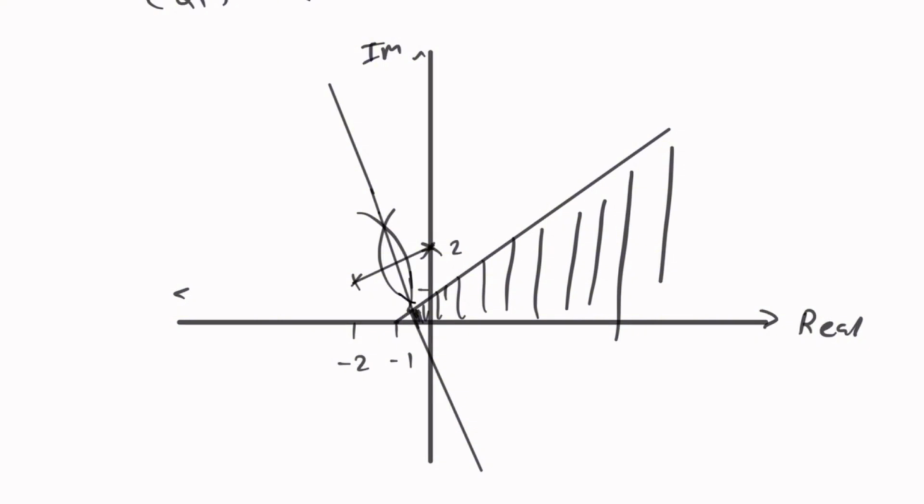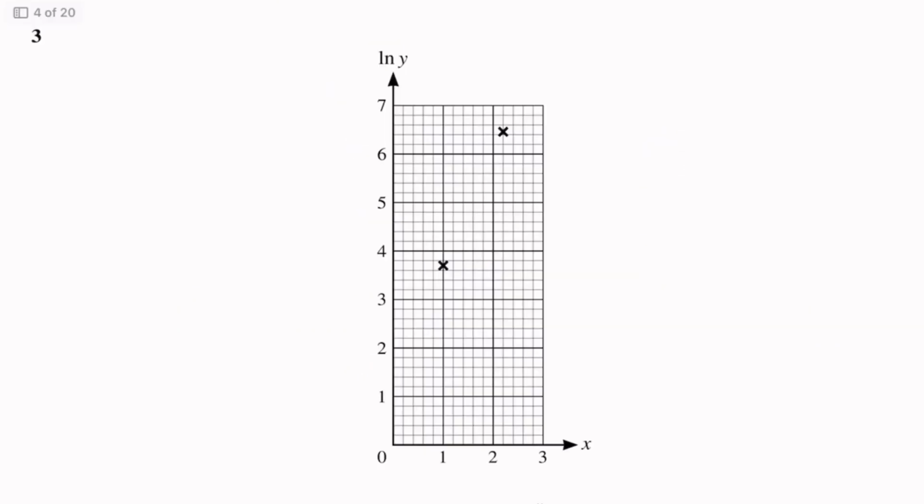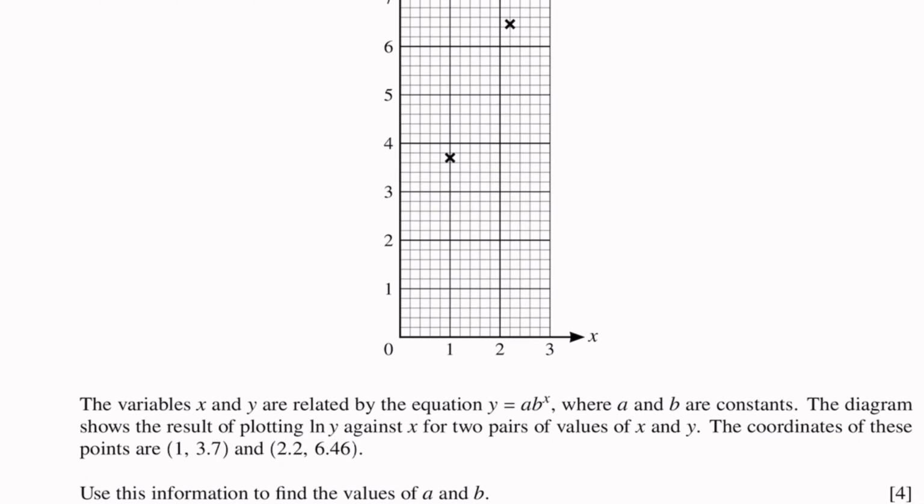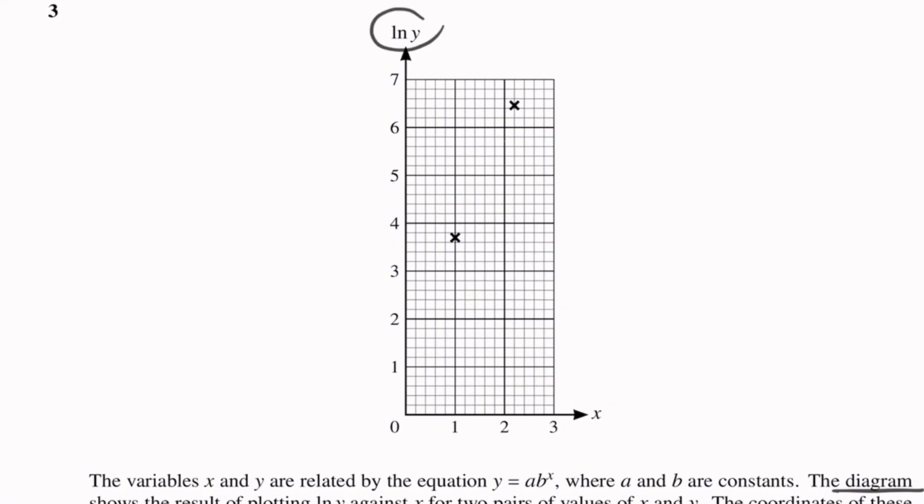Now let's move on to question number 3. So let me first check if there's no part I. No, okay. Question number 3 says the variables x and y are related by the equation y equals ab to the power of x, where a and b are constants. The diagram shows the results of plotting ln y against x. So it's ln y against x.